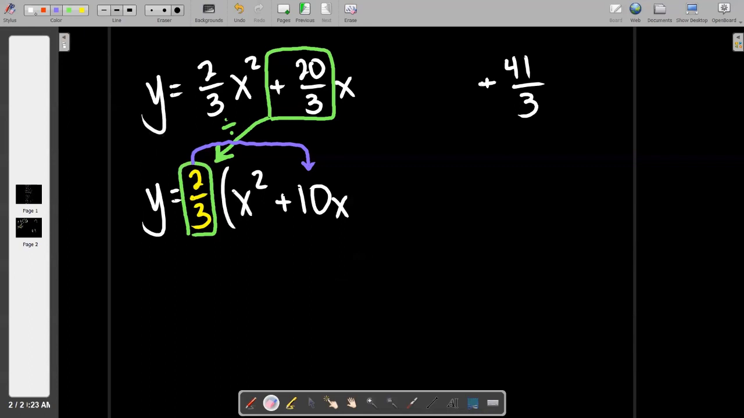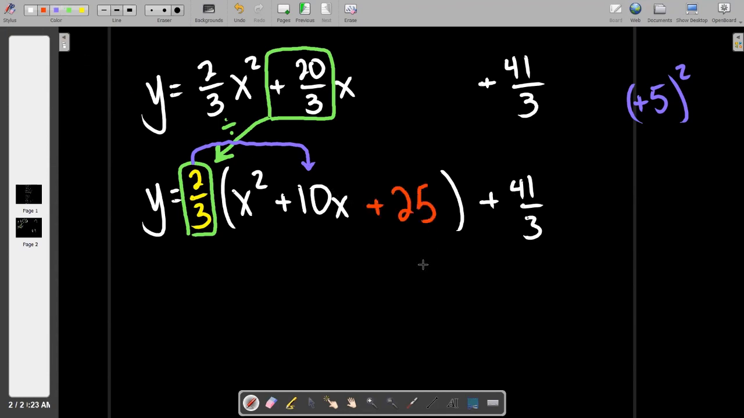All right, so I'm going to extend these parentheses out. I'm going to keep my 41 thirds in timeout. And now I am going to complete the square. What's half of plus 10? Plus 5. What is plus 5 squared? So I shall complete the square by adding 25. And of course, 15 minutes ago, we would have erased his footprints with a minus 25.